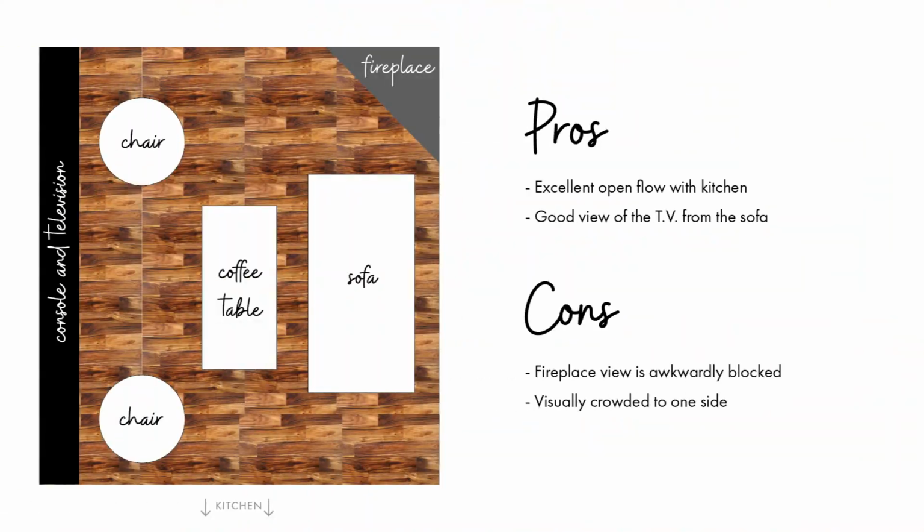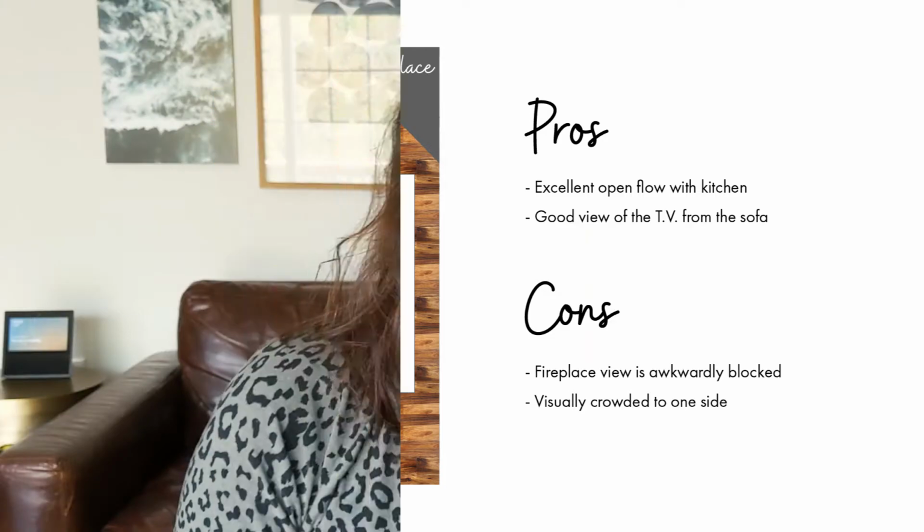Okay, layout number 2. Couch facing the long wall with 2 chairs, a TV on the long wall, and a console beneath. Pros are that you have an excellent view of the kitchen, so you can have conversation with somebody who's working in there. Another pro for this is that you have a good view of the TV because it's right in front of the sofa.